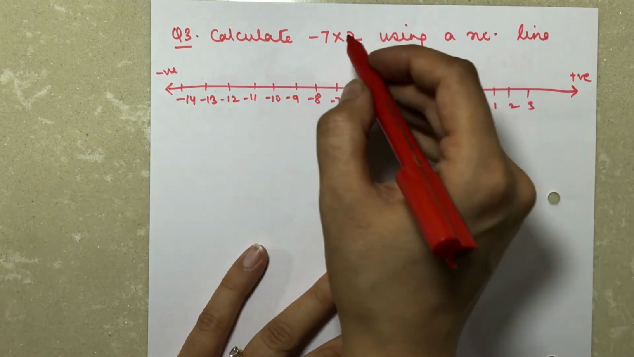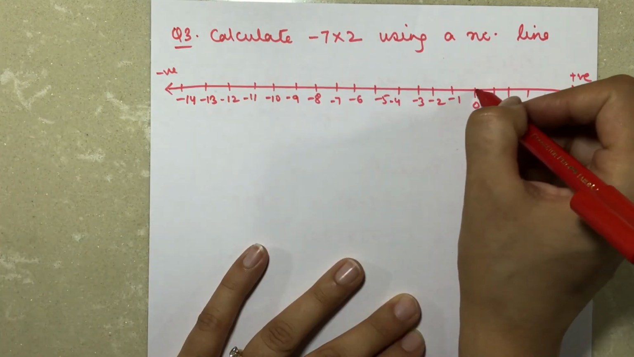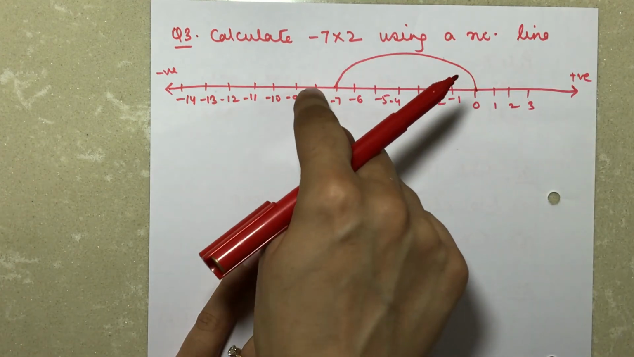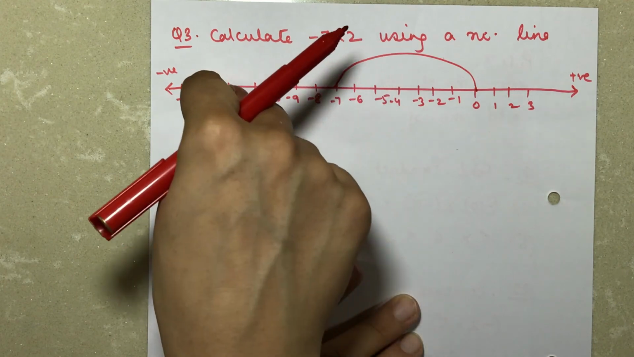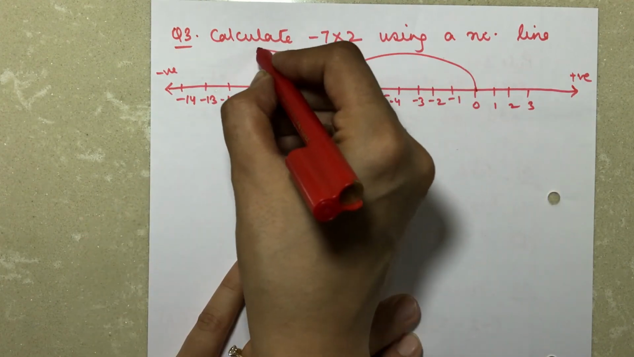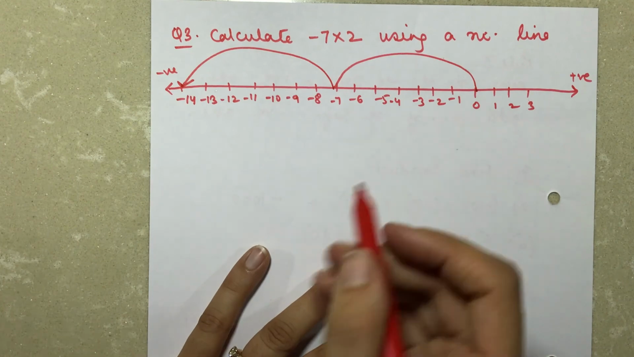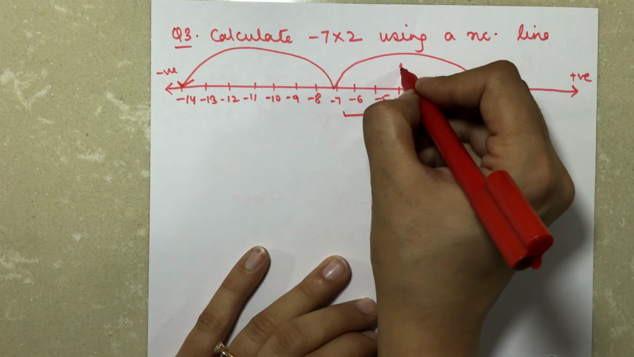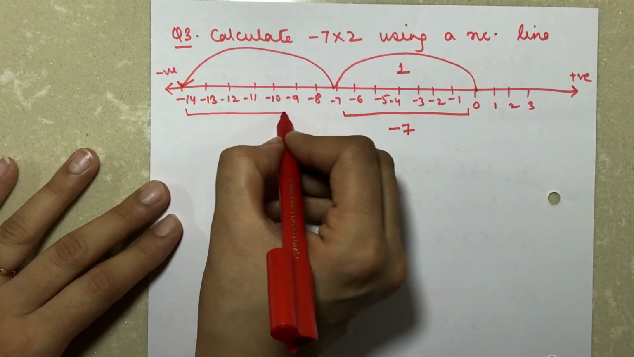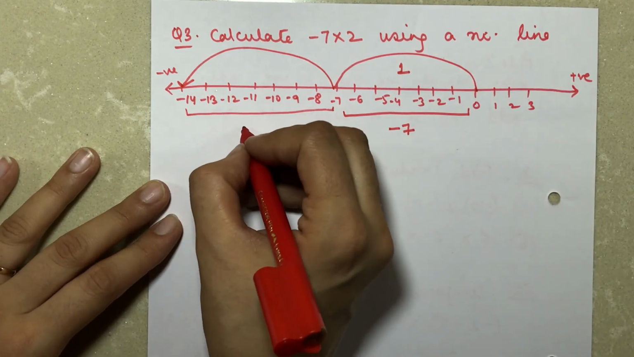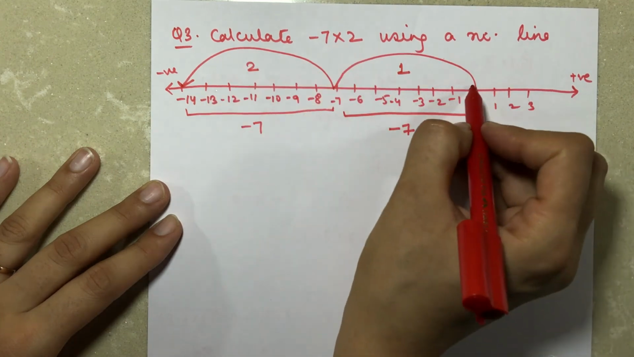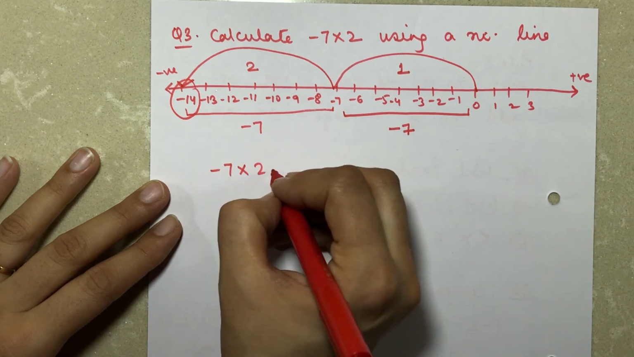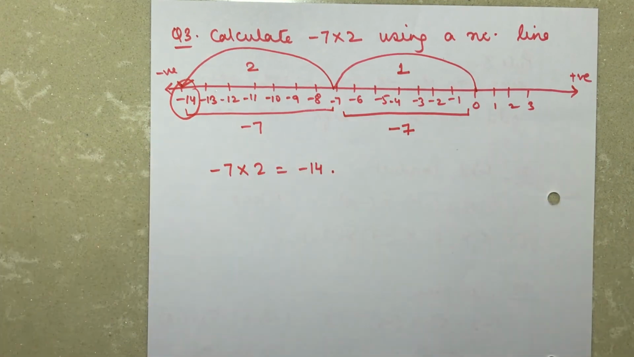From 0, I'm going to go minus 7, 2 times. So 0 to minus 7 first. Now let's check minus 7: 1, 2, 3, 4, 5, 6, 7. That means I took minus 7 steps 2 times. This is my first step, and then I took another minus 7 steps. So first time, second time, and my answer is minus 14. So minus 7 into 2 gives me an answer minus 14.